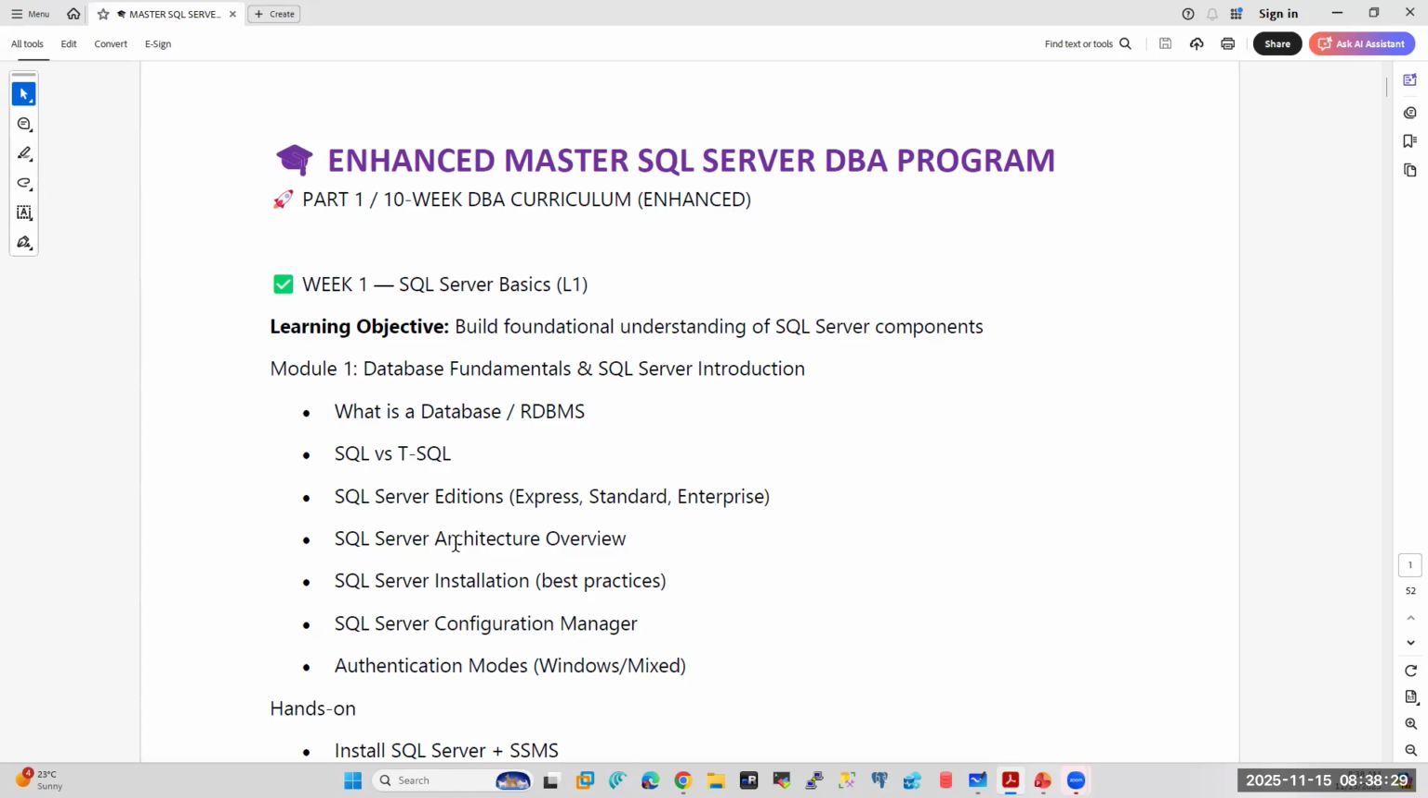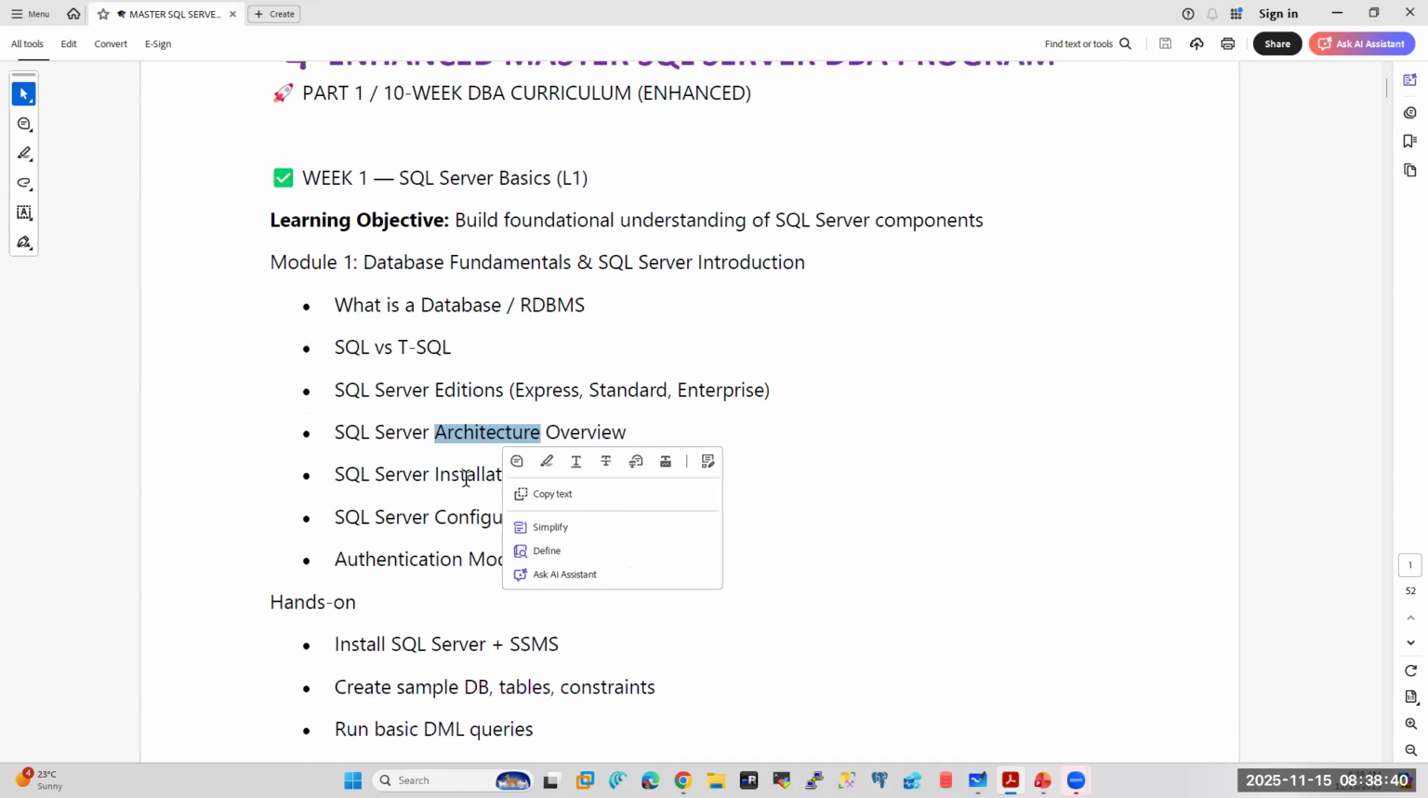As a DBA, you must and should know the architecture, how SQL Server works internally. So we'll spend more time on the architecture, and more time on installation, because as a DBA you must know how to install SQL Server, and how to troubleshoot in case your installation fails. That is also very important. So we'll discuss architecture, installation, and walk through the configuration manager.